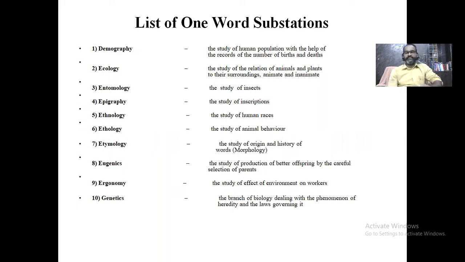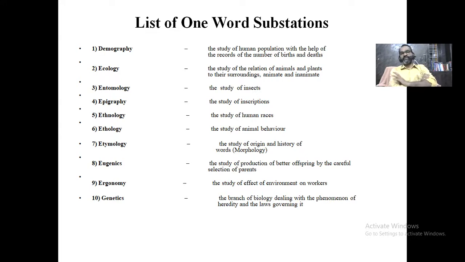The central government goes for a survey when the people go for that. If you read in The Hindu paper or somewhere, demography takes place. What is that? The population, births and deaths. Instead of using the entire sentence, the study of human population with the help of the records of the number of births and deaths, where the records are available in the municipalities or gram panchayats, it's not necessary to use two to three sentences. You can simply use demography.